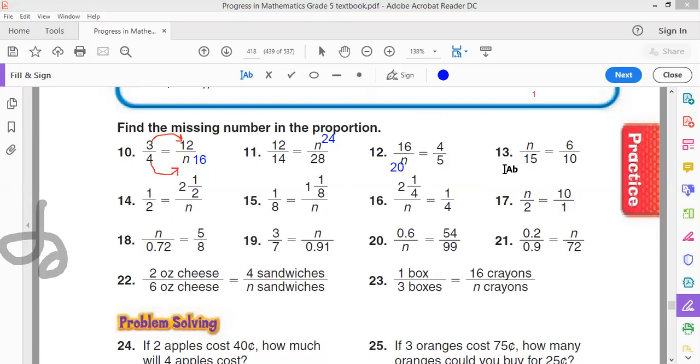Okay. n over 15 and 6 over 10. You can use the cross product rule or the method which you have used in the previous lesson 13.1. You can get the answer. If you want to use cross product, you can use it also. It's up to you. How do you calculate?